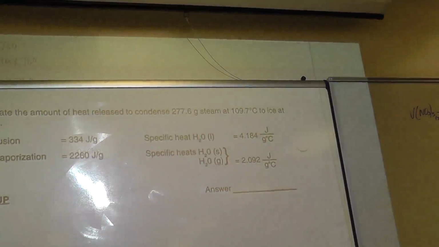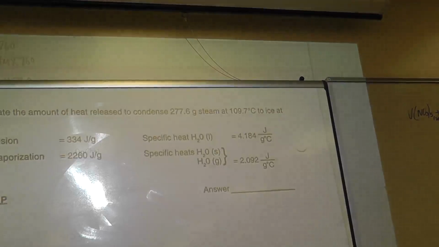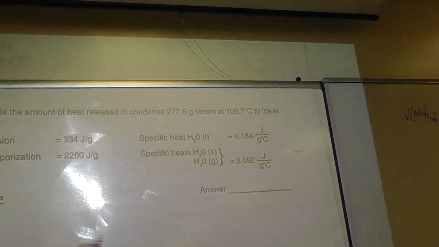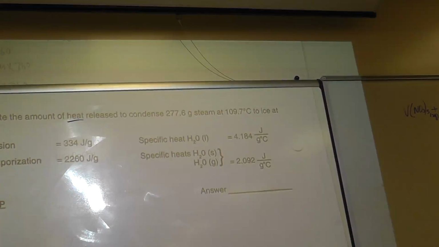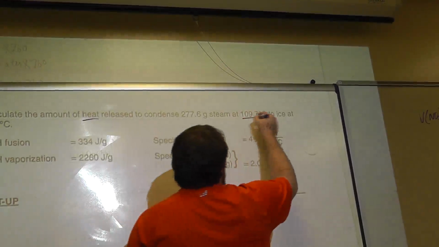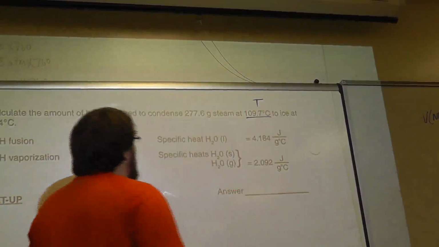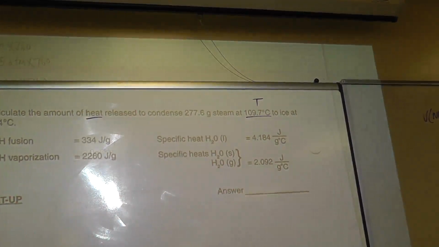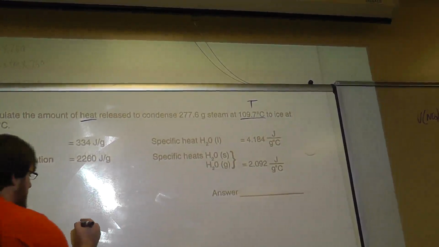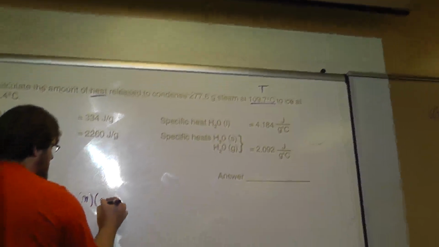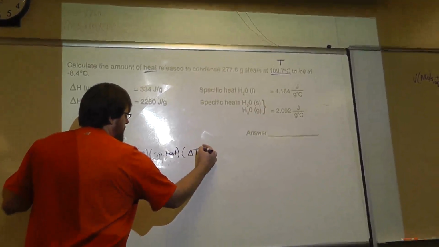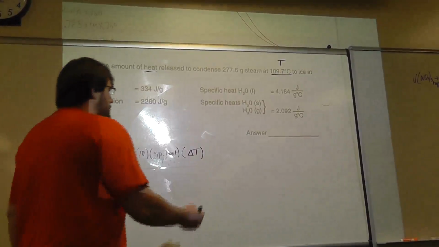A week and a half. So this is a lab problem, and we're asked to calculate the amount of heat released to condense 277.6 grams of steam at this temp to ice at negative 0.84 degrees C. So this is a specific heat problem. This is actually a competing specific heat problem where your mass, your specific heat and your change in temperature are competing.